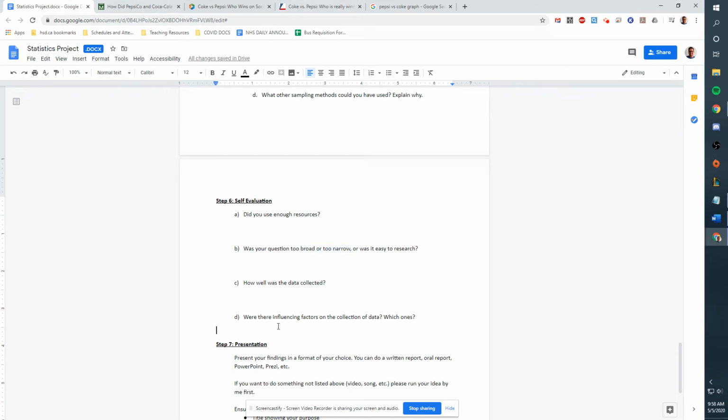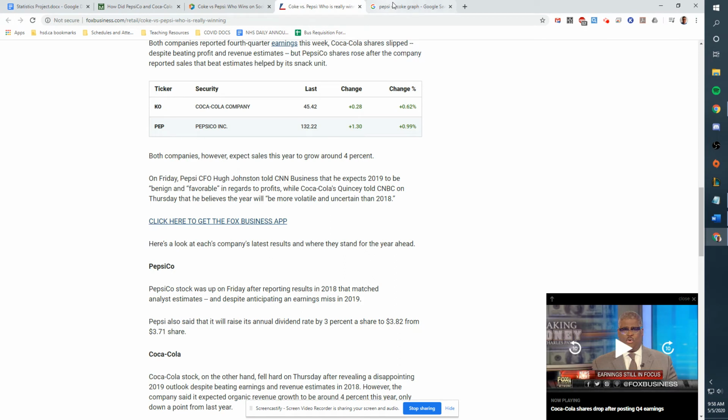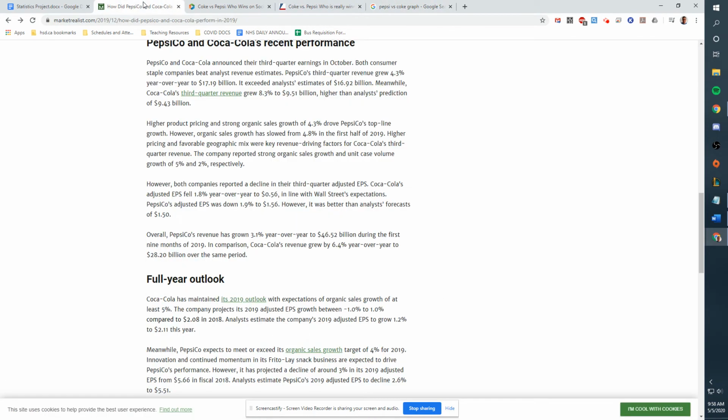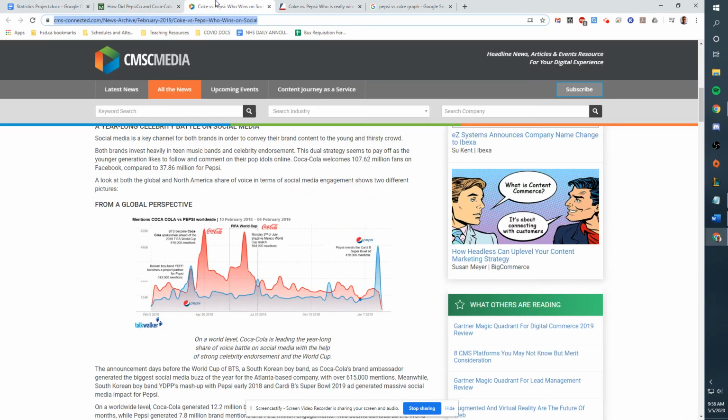And were there influencing factors on the collection of data? Again, probably not. You can look at each website individually. Probably not for these. This one, probably sketchy. But here's what I want you guys to do for this. For influencing factors on the collection of data, I want you guys to actually look at the sources. Where does this stuff come from?